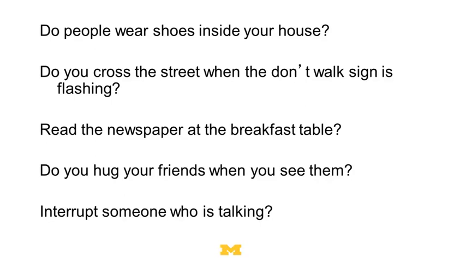Each of these situations is a pure coordination game. If everybody else is wearing shoes in the house, you don't want to take your shoes off because you're going to get dirt all over your feet. If you're walking with friends and they don't cross the street when the sign is flashing and you do, then they're standing on one side of the street and you're standing on the other. If you read the newspaper at the breakfast table and the other person's hoping to engage in conversation, well, they're going to be staring at your newspaper. If you go to hug your friends and they go to bow or shake hands, that's going to be awkward, right? It's important that you do the same thing.